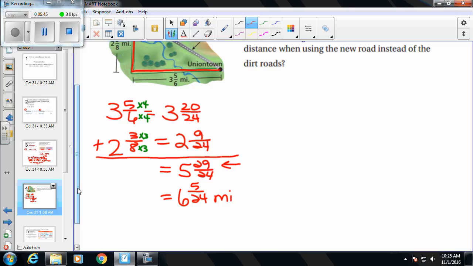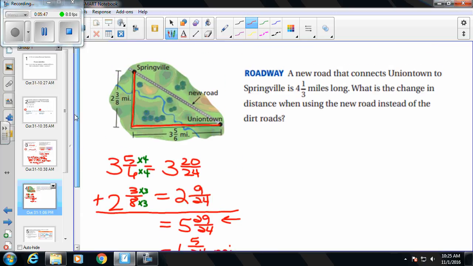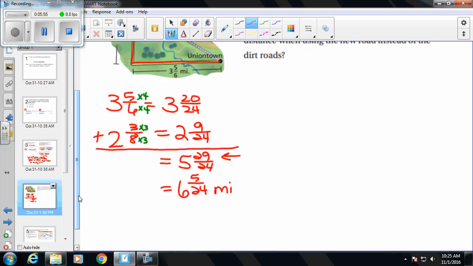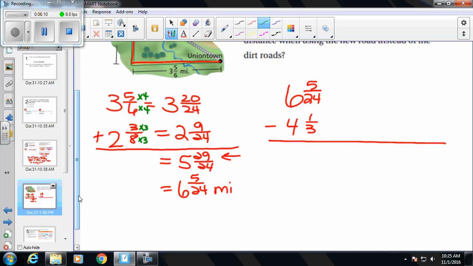So we know how far the dirt roads are. The new road is 4 1/3 miles long. So what is the change in distance? So I have to take the longer distance, 6 and 5/24, minus my smaller distance of 4 1/3. I need common denominators. Again, the common denominator is going to be 24.